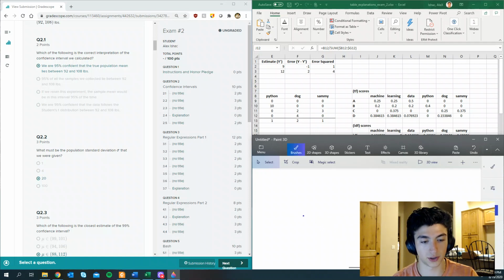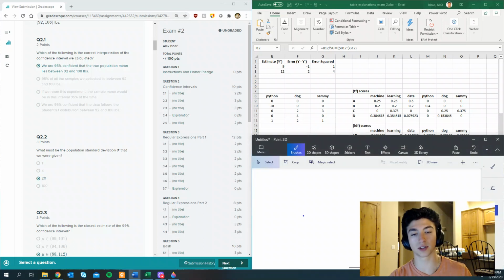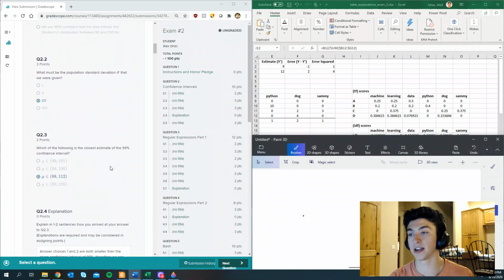Alright, let's move on. 2.3 is asking which of the following is the closest estimate of the 99% confidence interval, and the answer should be 88, 112, which is what I ended up picking. The actual 99% confidence interval is closer to 84.7, 105.304. So I picked the next closest interval, which is about 88, 112.